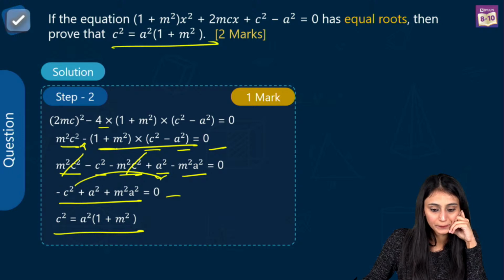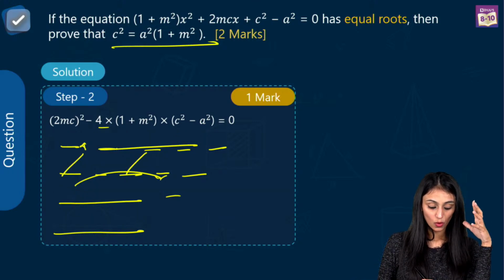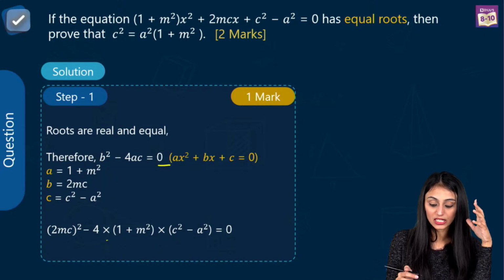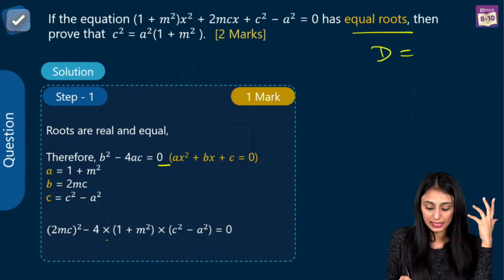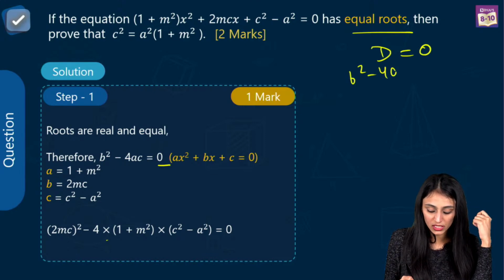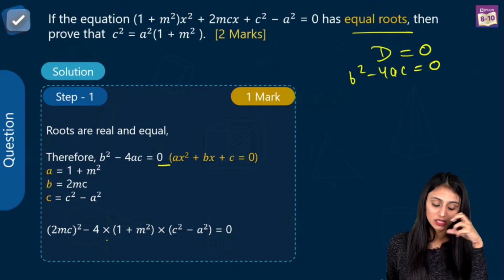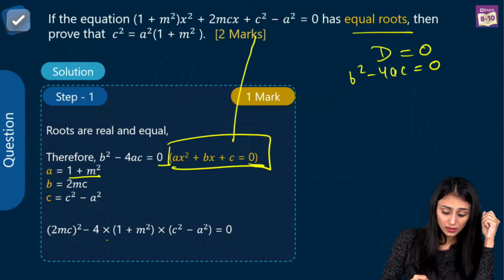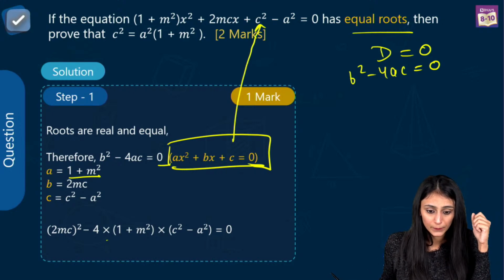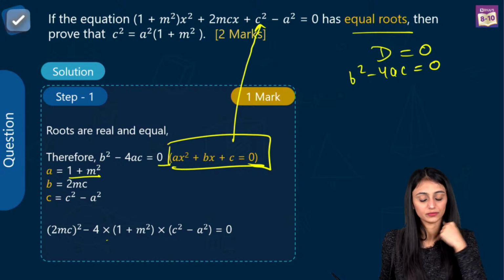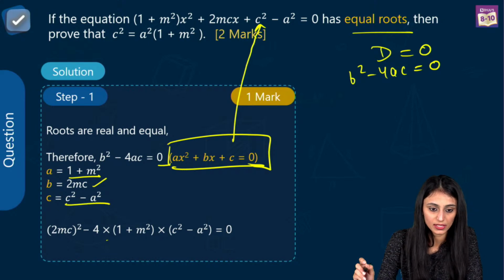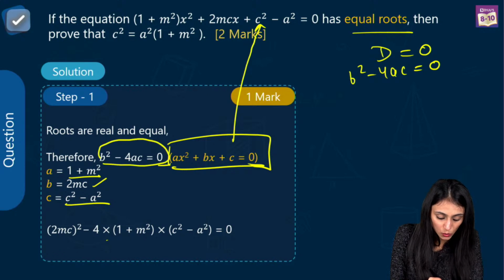Sujata, one more time. Atharvani, you want me to start from step 1? Yes. See, the question is already saying that this has equal roots. What does equal roots mean? That the discriminant is 0. That means b square minus 4ac is going to be equal to 0. What is a, b, c here? A is 1 plus m square. This is the general form of a quadratic equation. You compare the given equation with this one, right? And b is what? B would be 2mc. C is c square minus a square. Yes? Alright, so in this equation, I'm going to put these values.